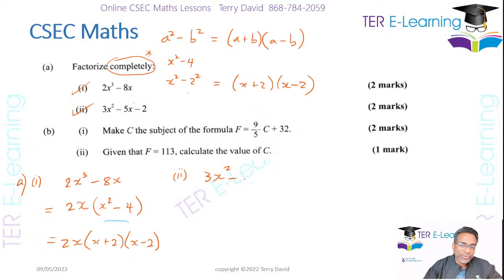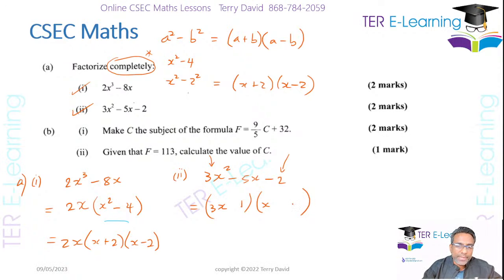So if you have 3x squared minus 5x minus 2 and you want to factorize that, you know it's a quadratic, so we're going to get two brackets. If we look at the first term, we just have 3x squared. The only way you can get 3x squared is by having a 3x and an x here. We look at the last number, you have minus 2. Now there are various ways we can get minus 2.